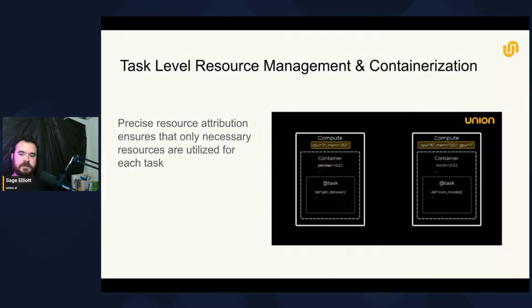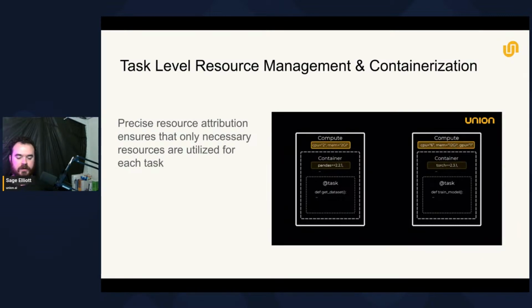Next, task-level resources and containerization. Things built on top of Kubernetes usually behave like this, but every single task in Union or Flyte runs in its own container. We'll see this in action very shortly. You'll define a task that's a Python function, what it's going to do with the data or model. And not only do you define the container image that it runs on, but you can actually define the exact compute that it runs on.